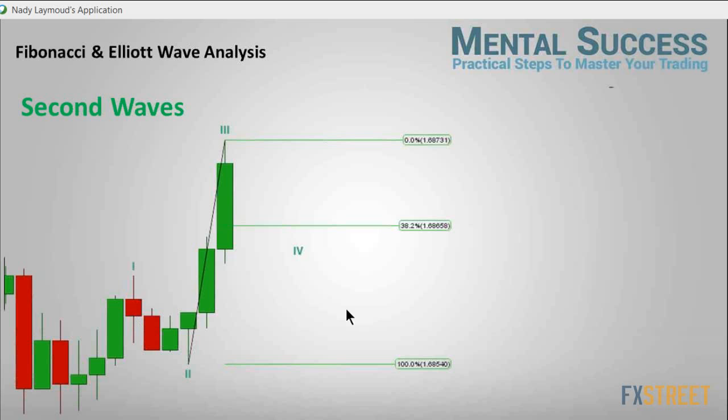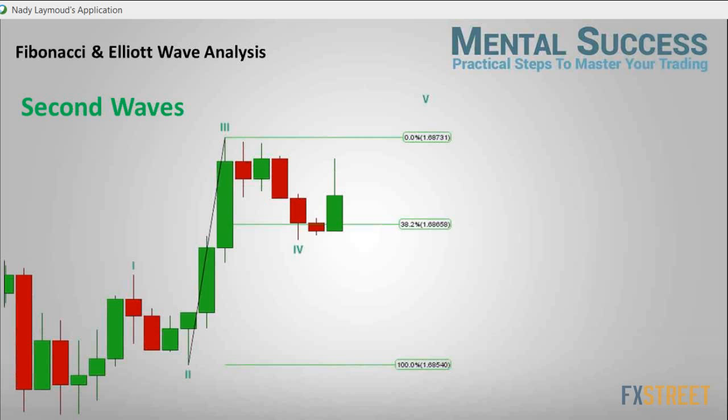And instead of reaching 61.8% around here, Elliott expected the fourth wave to end at 38.2% around here. So we should anticipate a shallow retracement. Let's see how price unfolds from there.